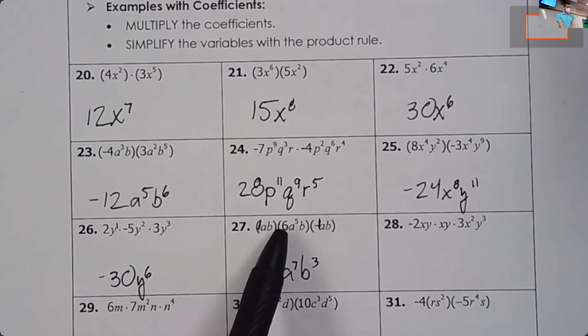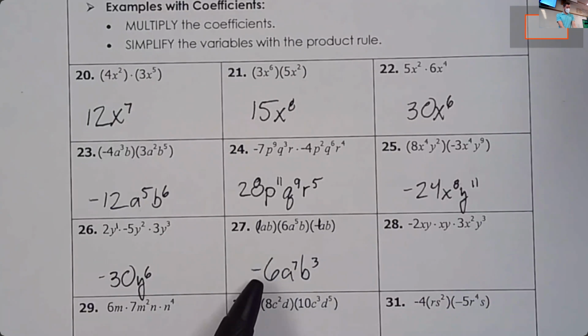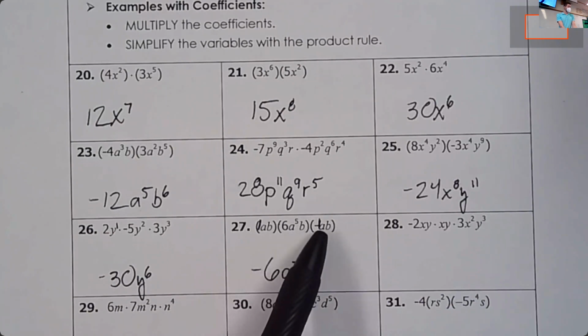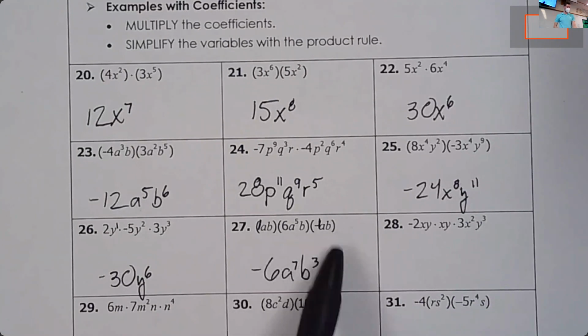1 times 6 times negative 1 is negative 6. And we have an A here, so that's A to the 1st. We have an A to the 5th, so that would be 6, and another A here, so that's 7. And then we have a B here, so 1, another B there, 2, and then a third B over here, 3, so B to the 3rd for number 27.